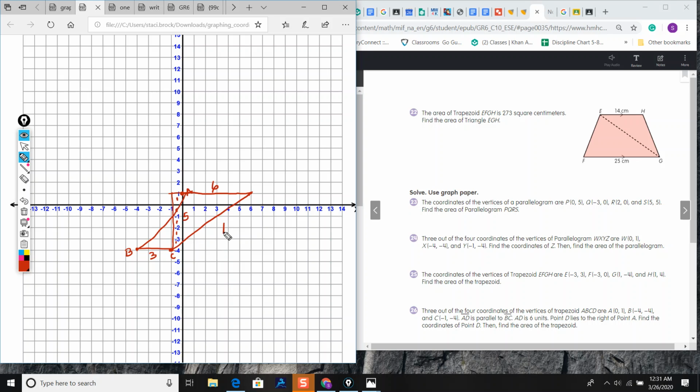So let's solve. Area is equal to 1/2 of our height multiplied by the sum of base 1 and base 2. Okay, so let's plug in our information. We don't know the area, that's what we're looking for. And we know the height is 5. We know that base 1 is 3 and base 2 is 6. So let's simplify where we can.